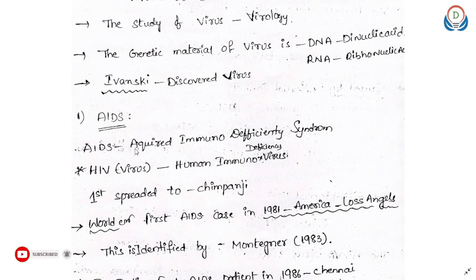AIDS is acquired immunodeficiency syndrome. HIV is a virus, right? It's the human immunodeficiency virus. First it spread to chimpanzees.